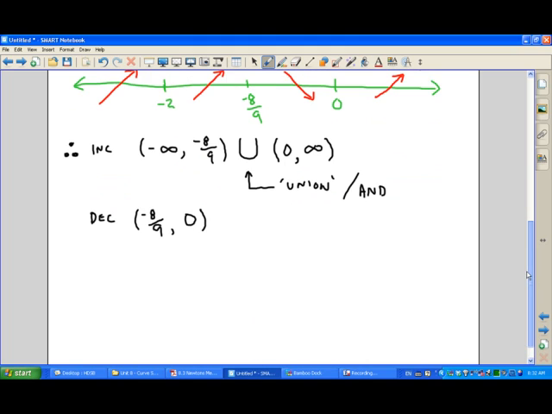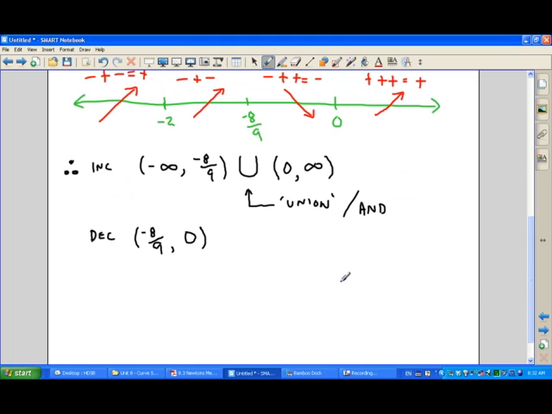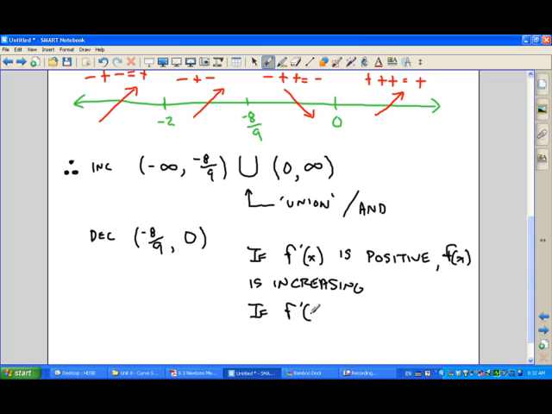To generalize this a little bit more, when I look at my derivatives and I break it up into intervals and I look at these intervals, if my interval for the derivative is positive, then the function is increasing. If my interval for the derivative is negative, my function is decreasing.